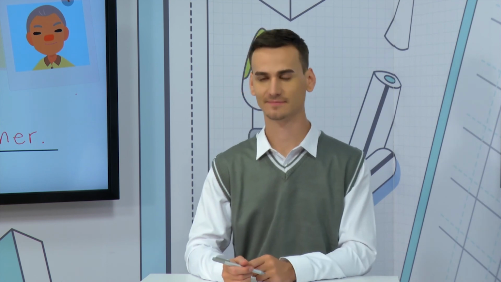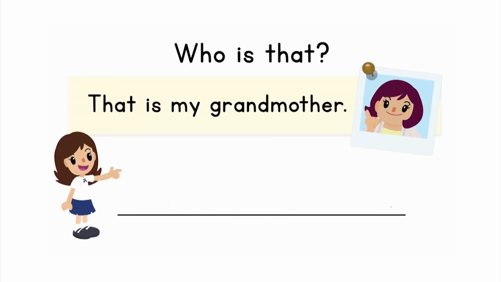Next, take a look at this picture. Here is the question and the answer. Who is that? That is my grandmother. Is that correct? No, it's not. That's not my grandmother. Who is it? That is my aunt.